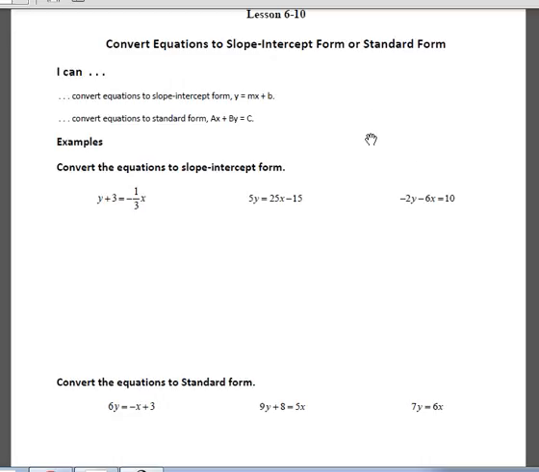Video notes for lesson 6-10: Convert equations to slope-intercept form or standard form. This begins on page 56 in your notes from your binder. Let's take a look at the learning targets first.